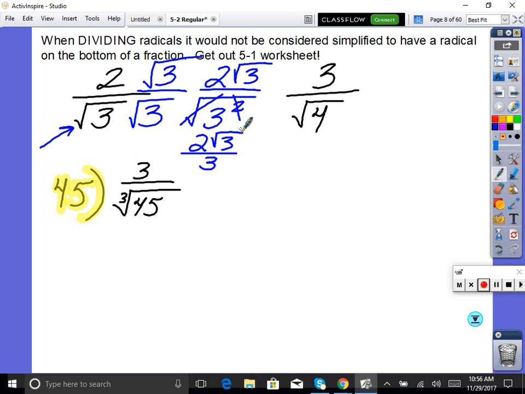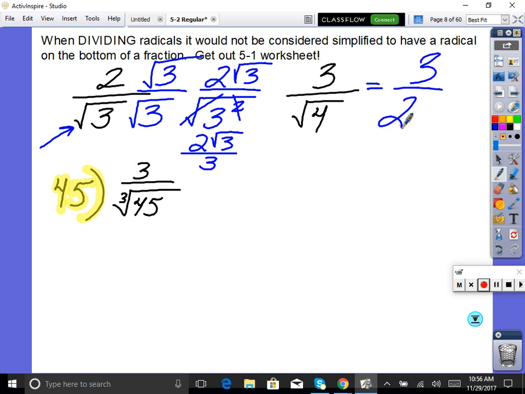Okay, look at this one. A lot of people will see this and they'll just rationalize, but don't. If it simplifies, do that first. So what's the answer? 3/2. We didn't need to rationalize. If we did, we would then rationalize, we then have to simplify, and then it would simplify to be 3/2 anyway.